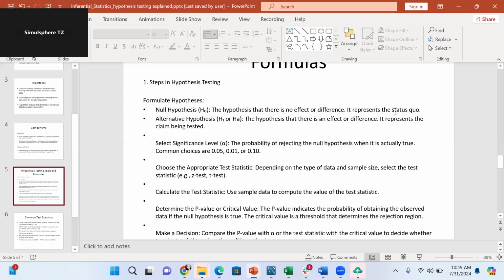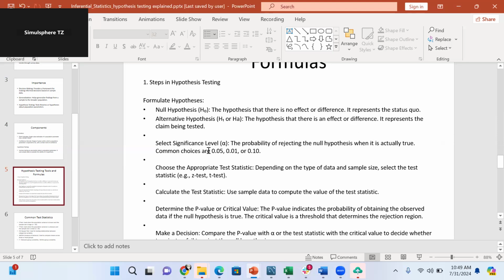For instance, males like blue, ladies like pink. That is a status quo. It's a generalized concept, but how true that is, is a null hypothesis. And then the alternative hypothesis represents the claim that is being tested.